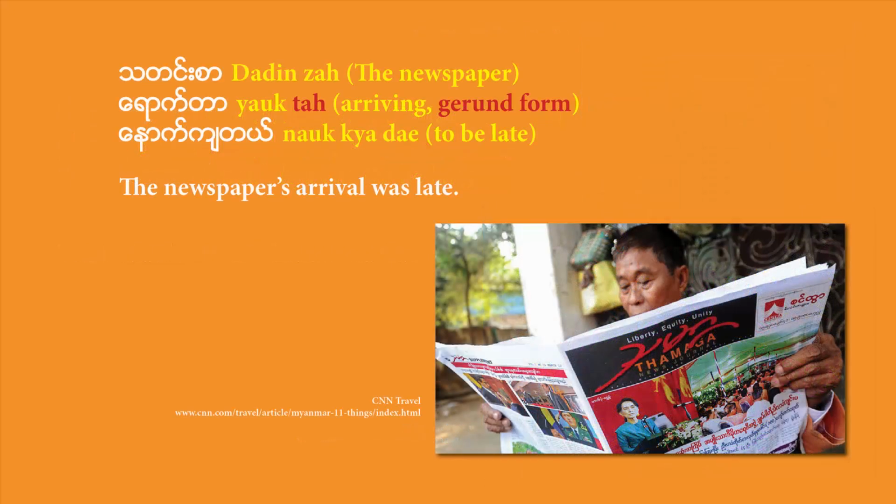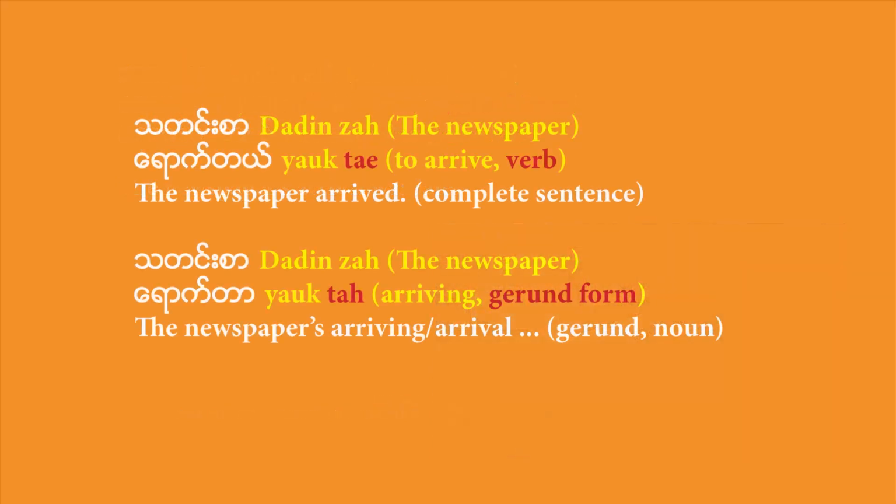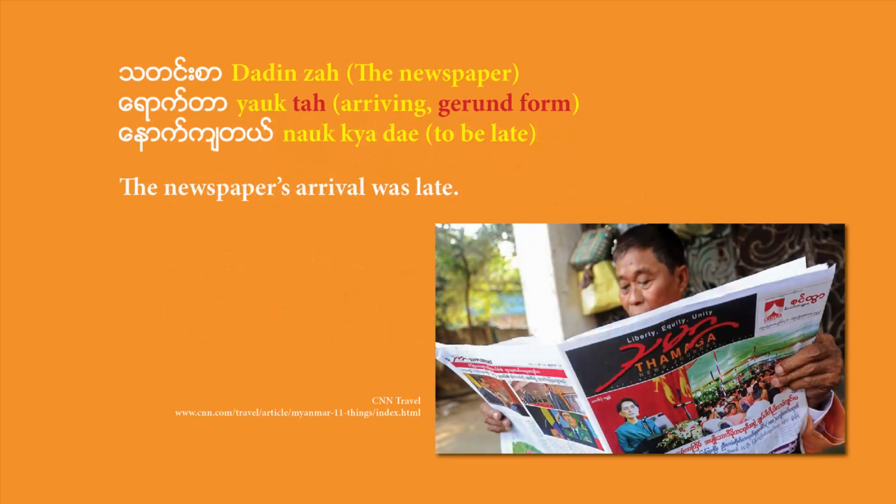Varenza is newspaper. Yauk is the verb to arrive. If you simply say Varenza yaukte, that means the newspaper arrives. But just like the first line, this too ends with da, the gerund maker particle. So Varenza yaukta, however, is the newspaper arriving. This is followed by naukjade. So this action, this event, the newspaper arriving, was late.